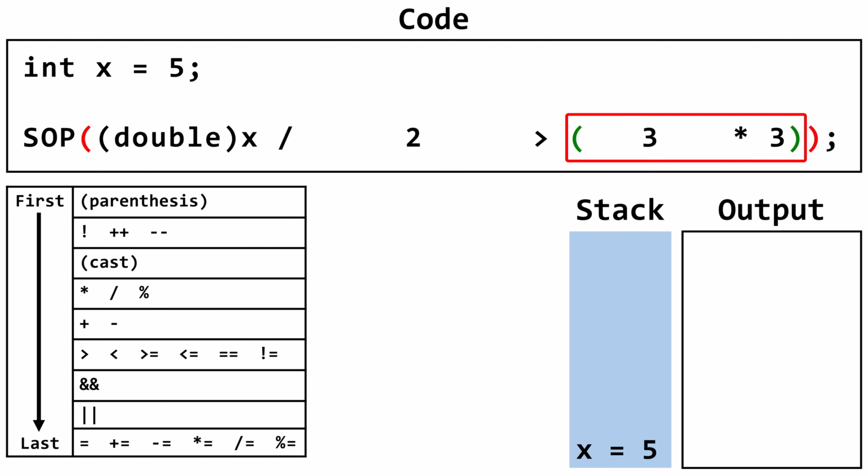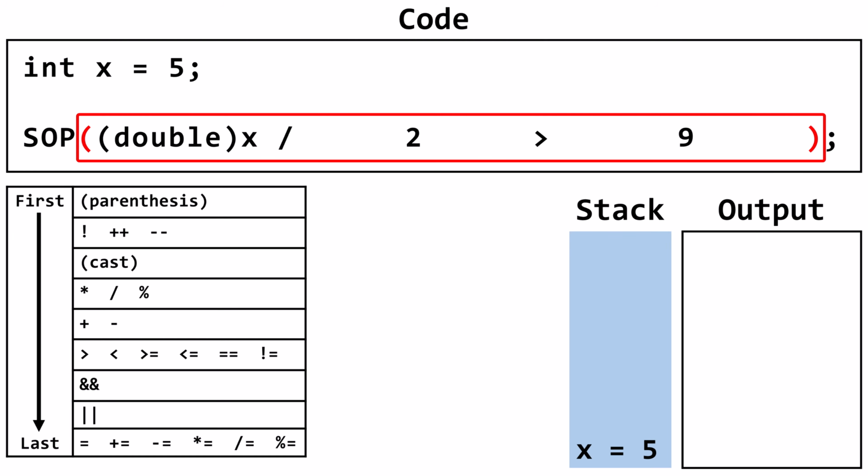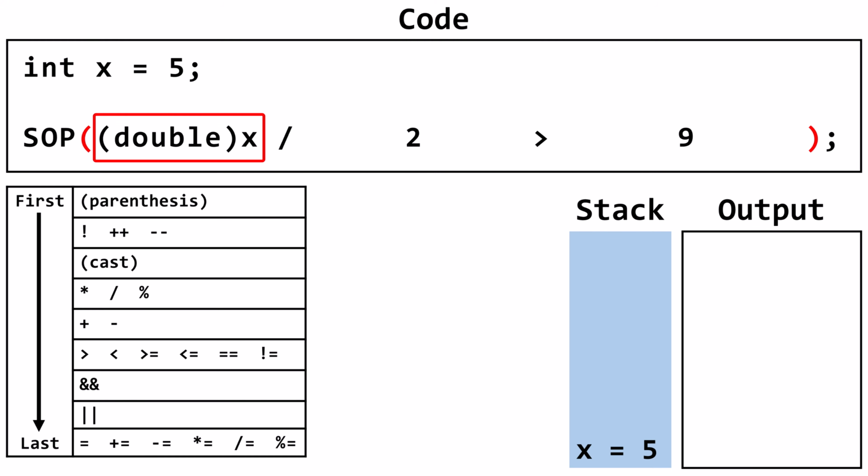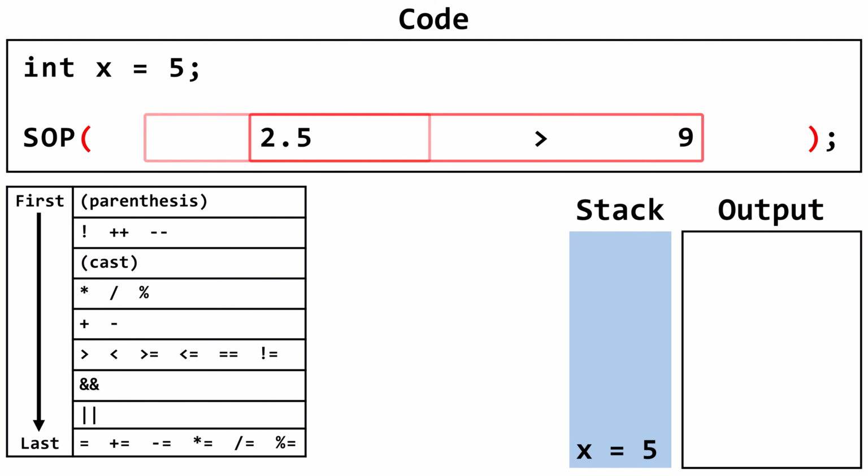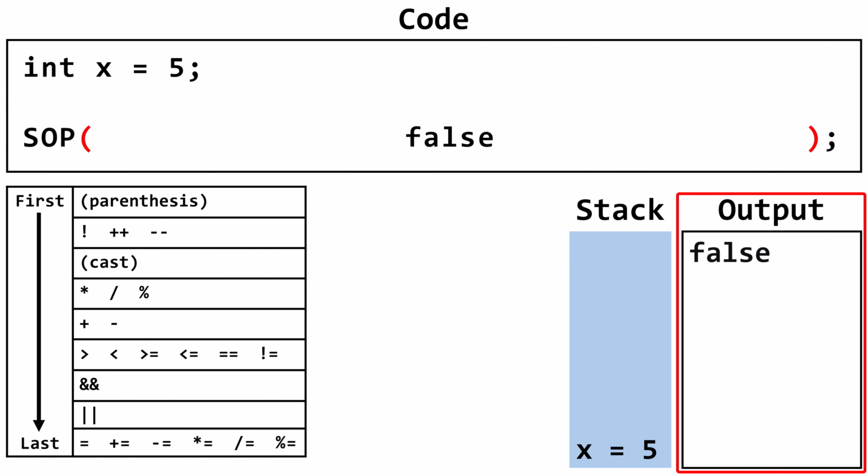We'll proceed to the other set of green parentheses. There's only one operation left inside. 3 times 3 is 9. We widen our view to the outermost parentheses. Of the three operators, cast has the highest precedence. The int 5 is cast as the double 5.0. Next is division. Because at least one of the numbers is a double, Java will use double division. The quotient of 5.0 divided by 2 is 2.5. Our final evaluation is 2.5 is greater than 9. This evaluates to false, and we output false to the console.